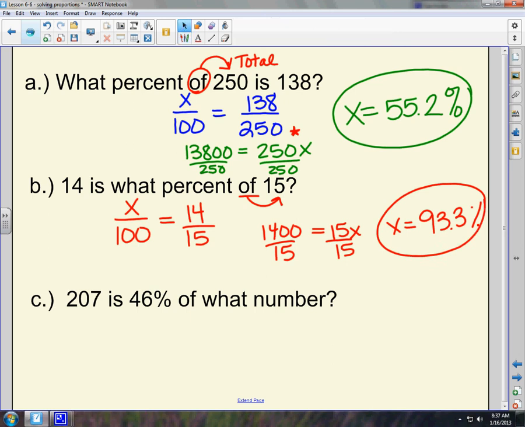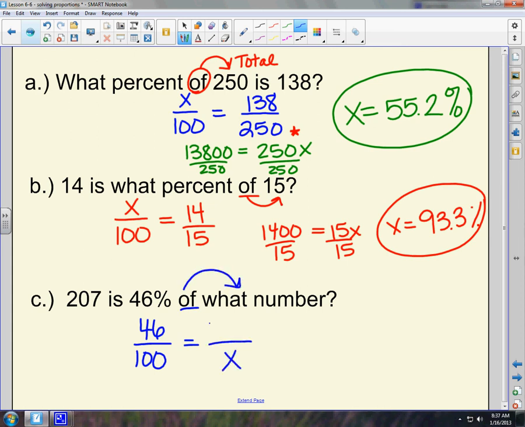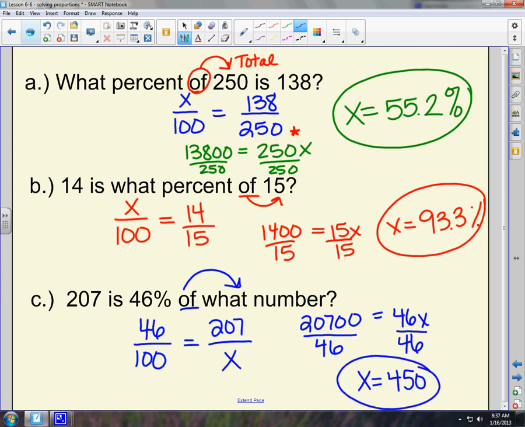And then lastly, 207 is 46% of what number? I have a percent, so 46 out of 100 goes there. Then of what number is my x, and 207 goes on the top. So 20,700 equals 46x, and then I divide by 46. So x equals 450. All right, that is it for your notes.